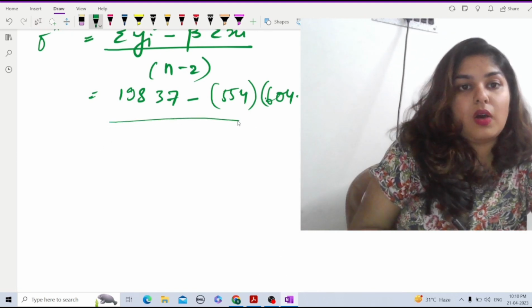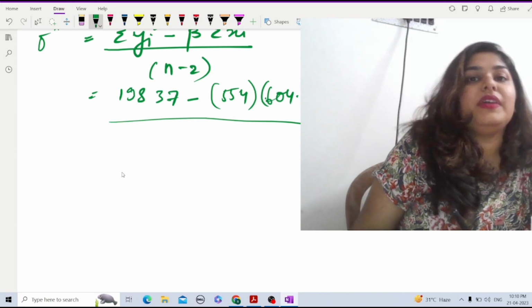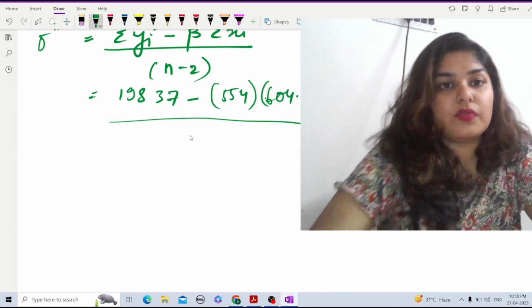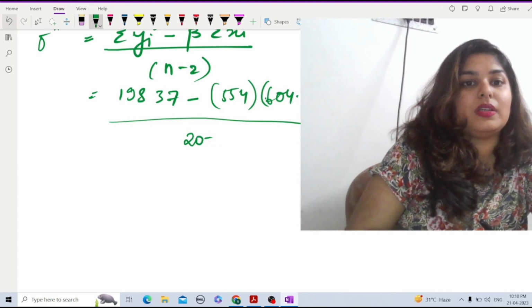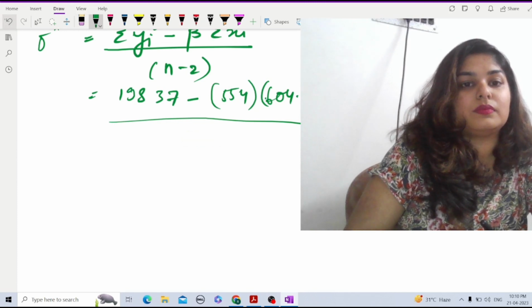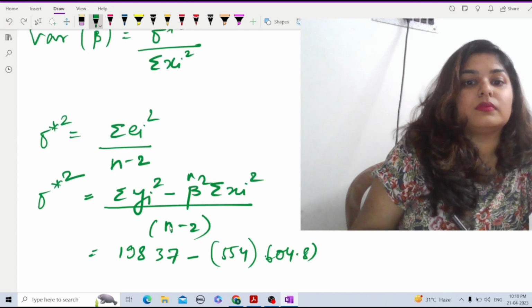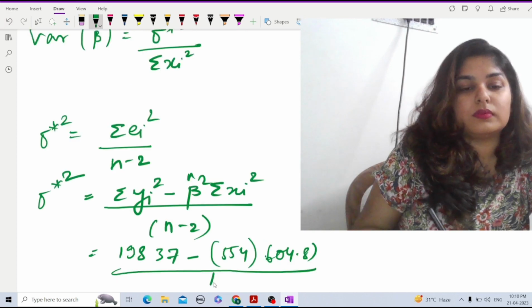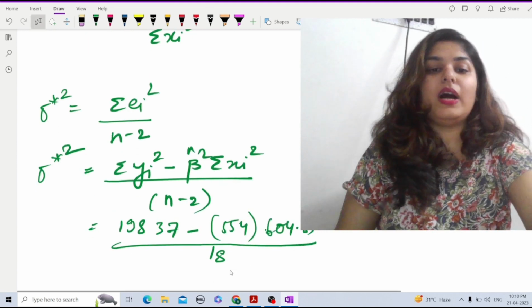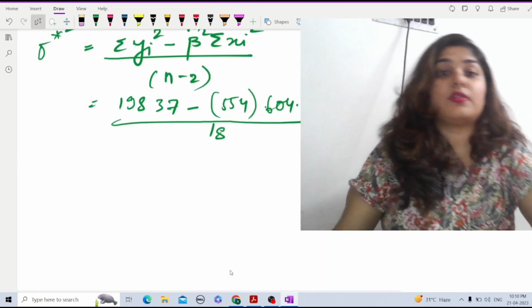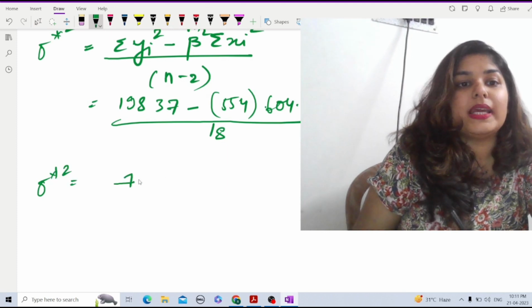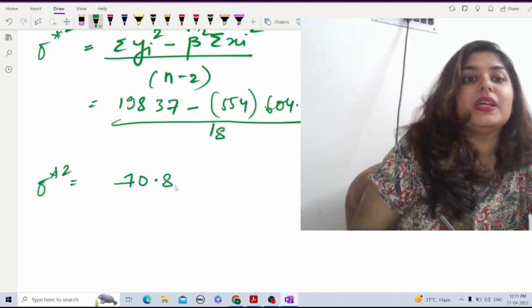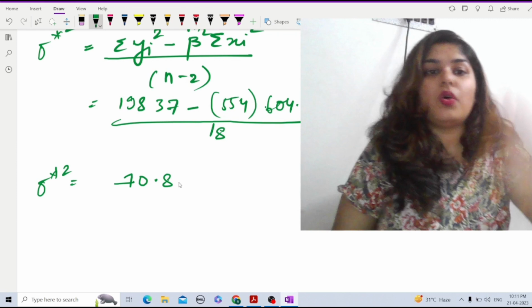Divided by how many n we have? So we have 20 observations. So this is 20 minus 2, so let's directly write it as 18. Right? So after calculating, here we get sigma star square, that is the unbiased estimate. Sigma star square is equal to, if we solve it, something around 70.8 approximately. So this is the value of sigma star square.